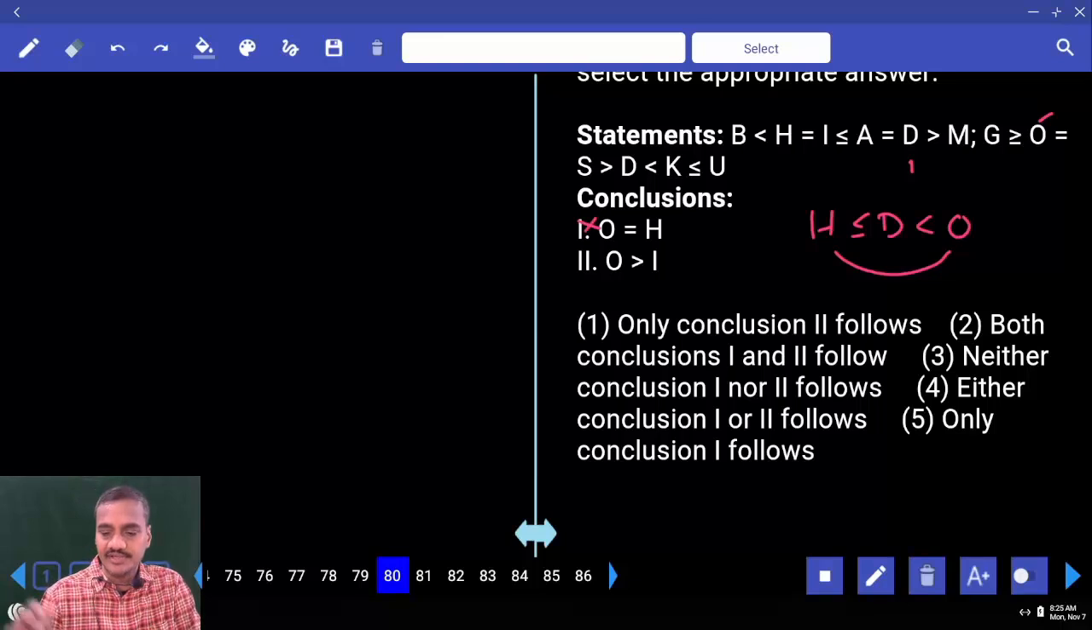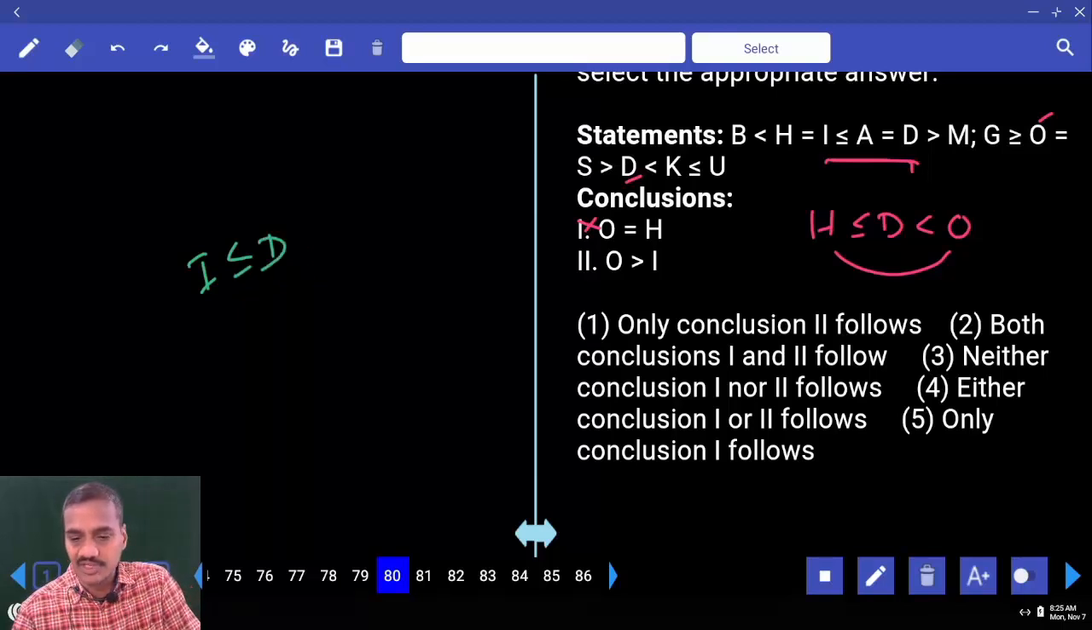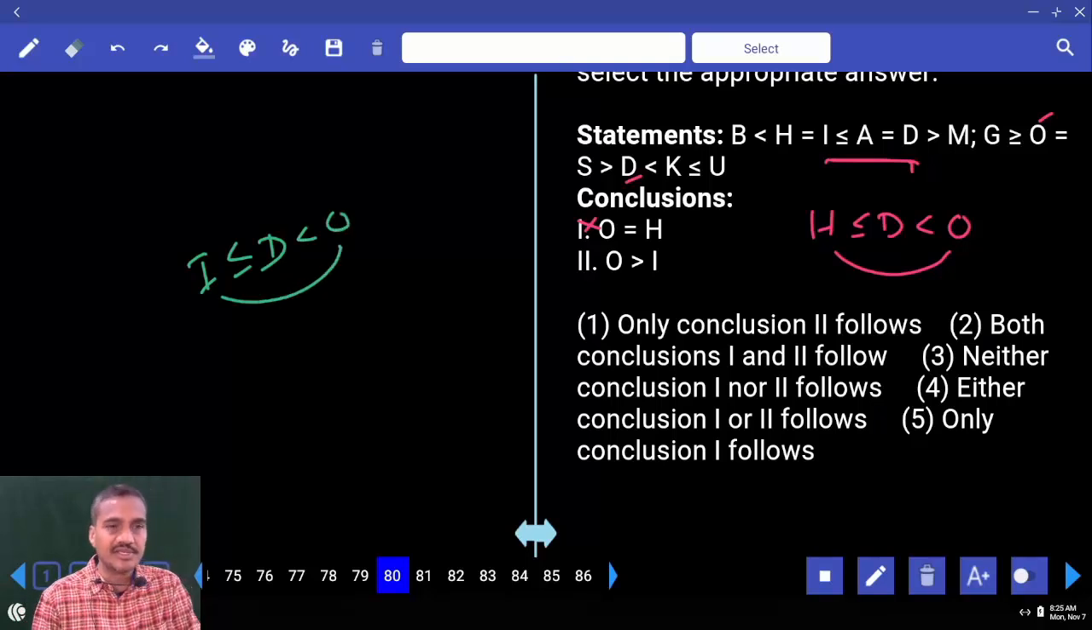And next one D and I. Now in this D and I, D is here and I is here. Again which element is common here? Now here I lesser than or equals to D, and at the same time O greater than D. O greater than D means D lesser than O. Now between I and O, I lesser than O, O greater than I, definitely true. Only 2 follows, choice 1, 80.